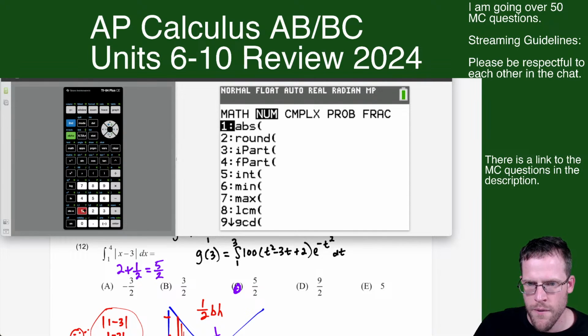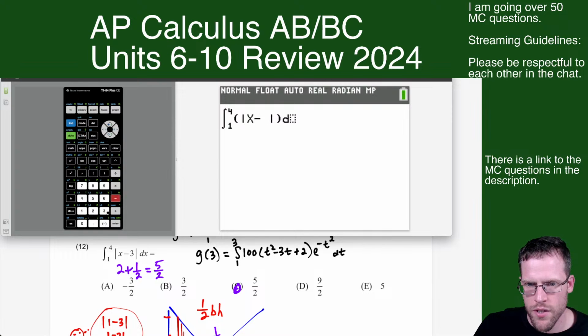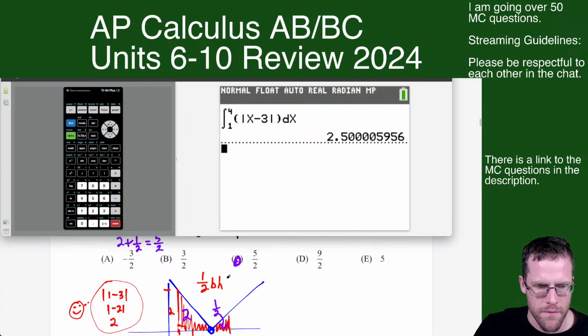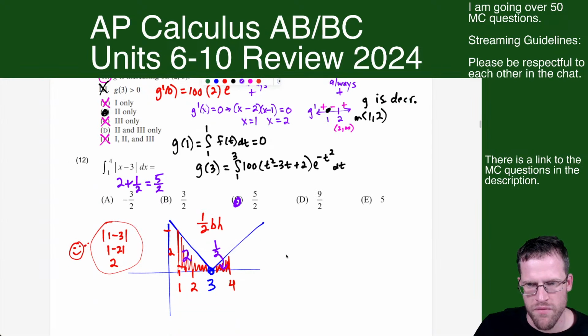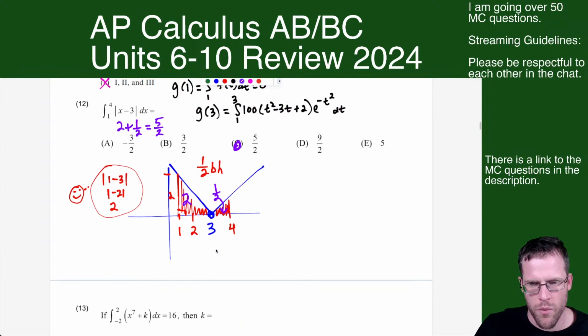All right, so if I just want to check my answer to this, I just forgot to type something. Okay, I get 2.5, which is this. Yeah, you could find the antiderivative, but honestly, I think geometry is the way to go.